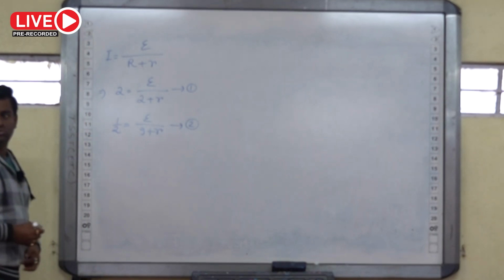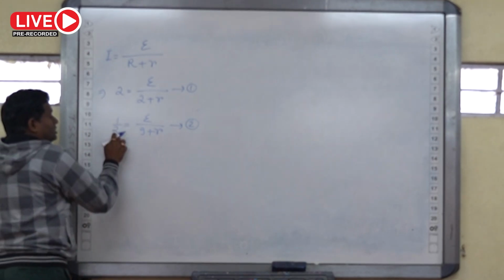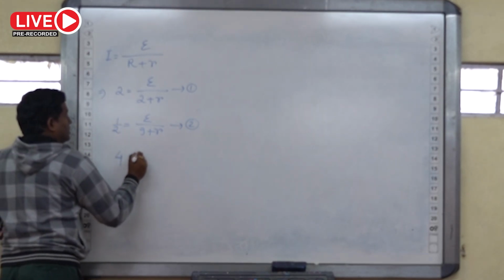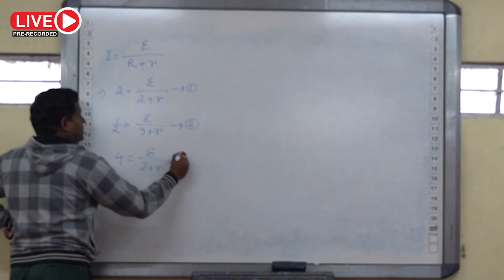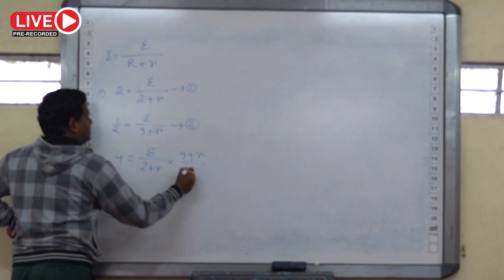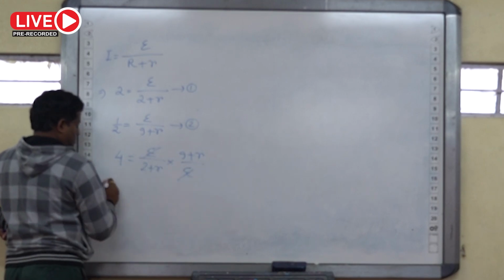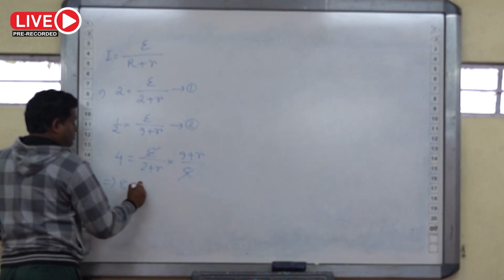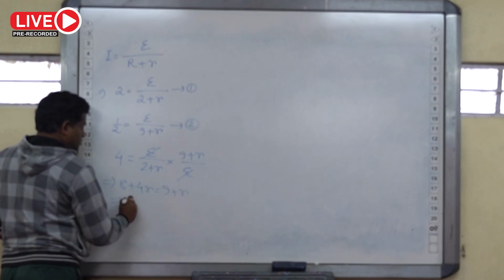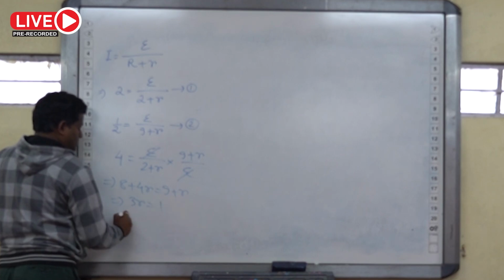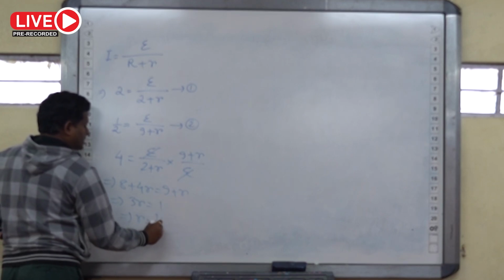Now divide these two. So it will be 2 divided by half means 4, and this one is E by 2 plus r into 9 plus r by E. Then 8 plus 4r equal to 9 plus r. So 3r equal to 1. r equal to 1/3 ohm.